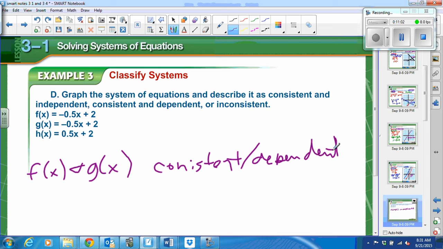But what if we look at f(x) and h(x) as a system? So in this case, all we have to know is that they have different slopes. And when two lines have different slopes, they're going to have exactly one solution. So it's going to be consistent and independent.